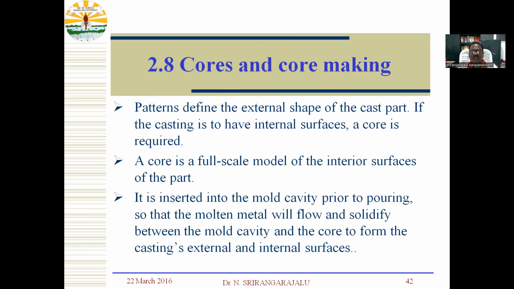The patterns, cores, and core making. Patterns define the external shape of the cast part. If the casting is to have internal surfaces, a core is required. A core is a full-scale model of the interior surfaces of the part. It is inserted into the mold cavity prior to the pouring so that the molten metal will flow and solidify between the mold cavity and the core to form the casting's external and internal surfaces.